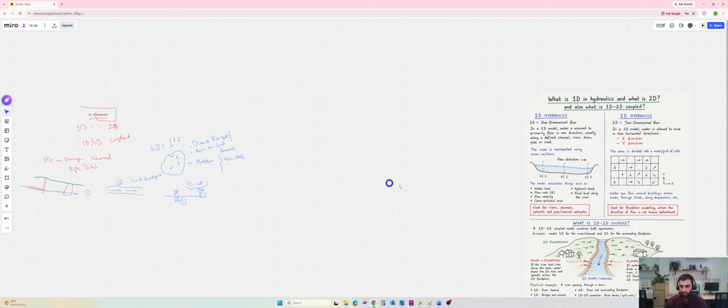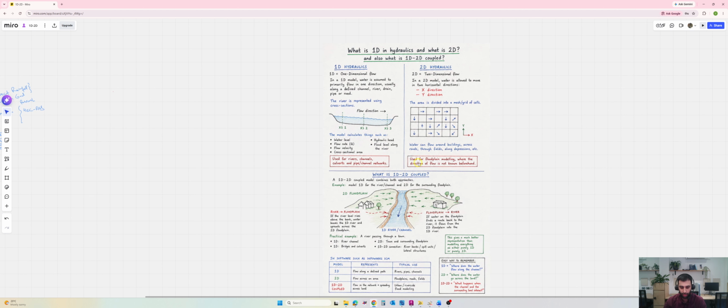Well, I also have this detailed presentation here, where we can see the basic definition. So 1D is one-dimensional flow, and then 2D is two-dimensional flow. Obviously, the basic understanding of this. And the common example you can see, this is a river cross section. So we have cross section 1, cross section 2, cross section 3, and we can see the flow direction is one way from upstream to downstream.